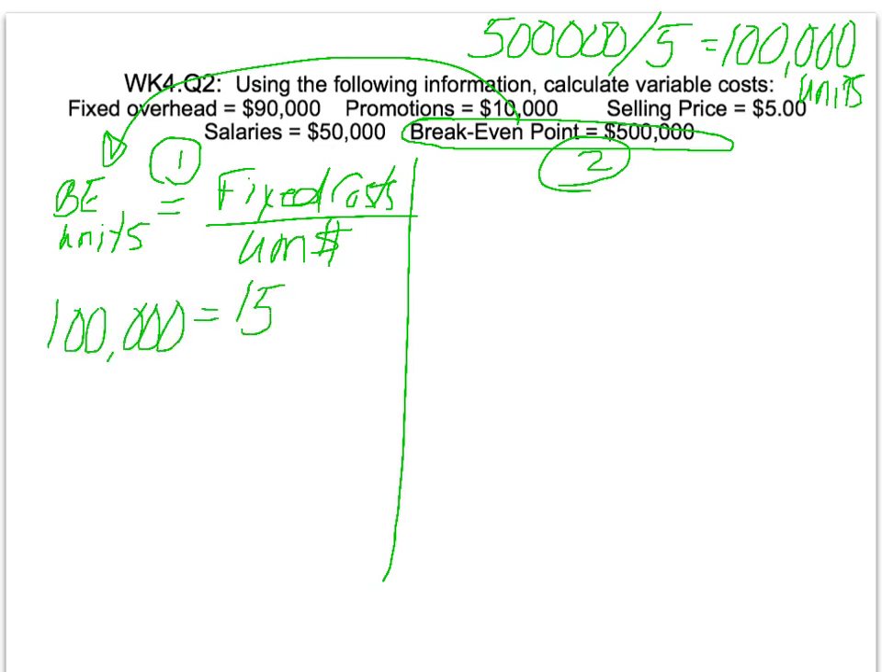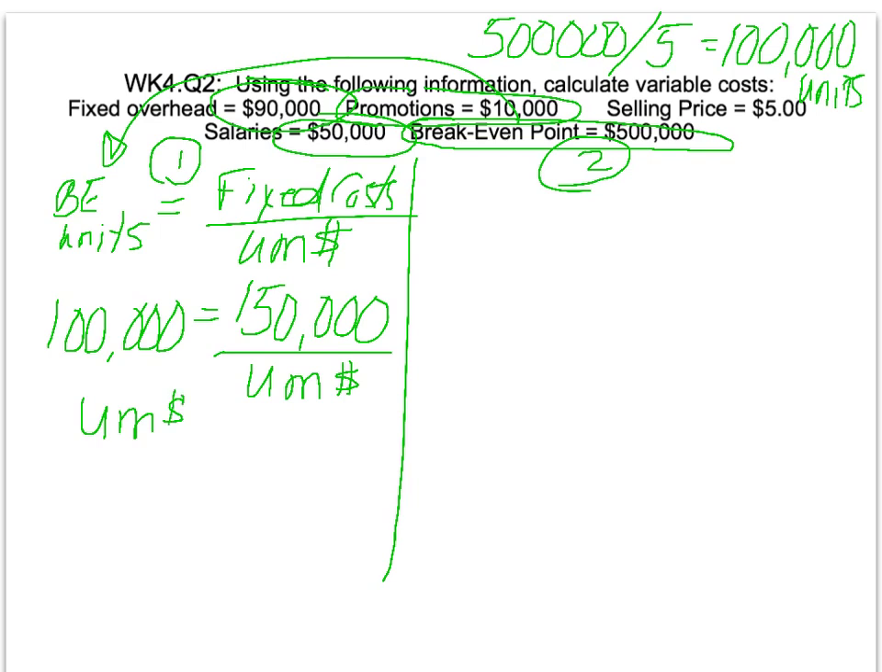We have fixed costs in this case of 150,000 because we add our promotions, our fixed overhead, and our salaries for 150,000, and now we're just simply solving for unit margin in dollars. So unit margin in dollars then becomes 150,000 divided by 100,000, which is $1.50.